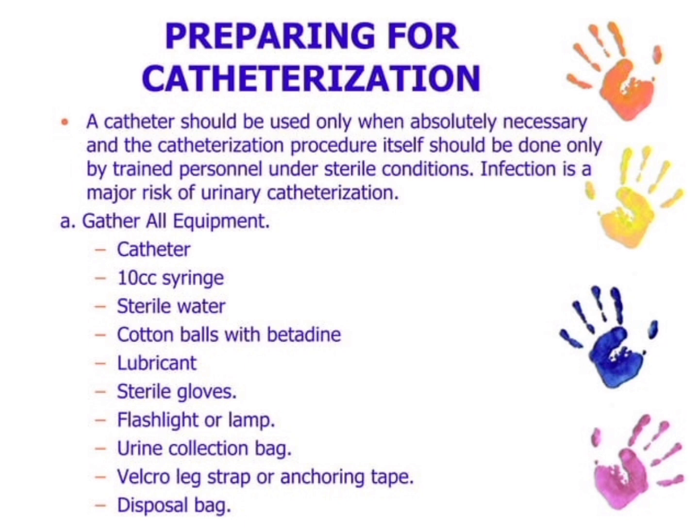Gather all equipment. Catheter, 10 cc syringe, sterile water, cotton balls with betadine, lubricant, sterile gloves, flashlight or lamp, urine collection bag, velcro leg strap or anchoring tape, and disposal bag.